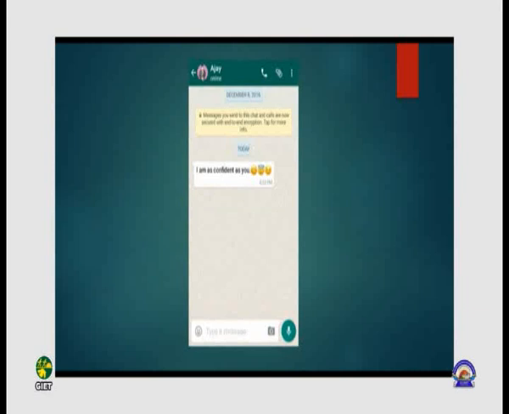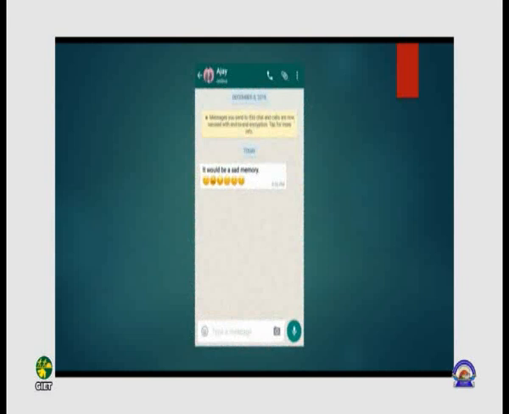Read the sentence. I am as confident as you. I feel satisfied. These three smileys we use in WhatsApp for confidence. Look at the picture and read the sentence. It would be a sad memory. These are all six smileys which we use in WhatsApp for the feeling of sadness. So student, have you understood this thing? Okay, now we will see another PPT for your knowledge.